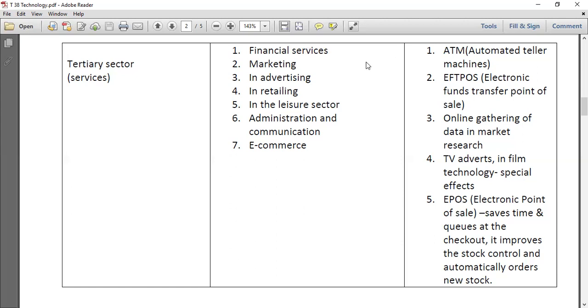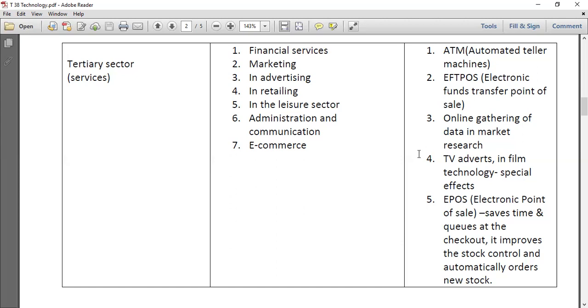For example, in the financial sector, ATMs, automated teller machines, have been used, and also EFT and POS, electronic fund transfer and point of sale systems, to do transactions using debit cards or credit cards. Online gathering of data in market research, especially marketing organizations and market research companies, they're using online data gathering, market surveys, and online surveys.